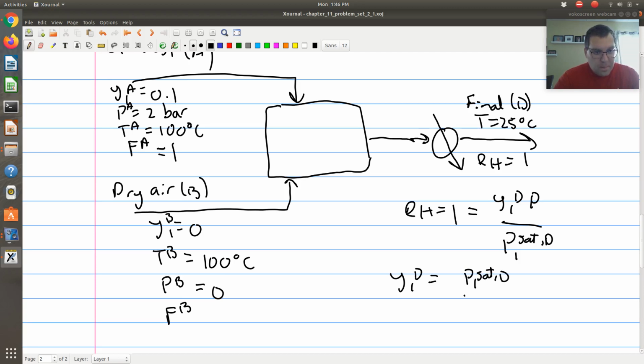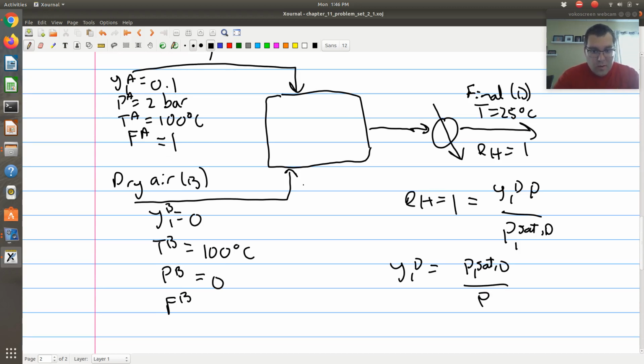All right, so Y1D would be equal to P1 sat over P. Okay, now this is where I'm going to need to make an assumption, right? So we were told, not PB equals 0, but PB equals question mark. Here it doesn't really matter. There's no air present, so the partial pressure of water is 0.